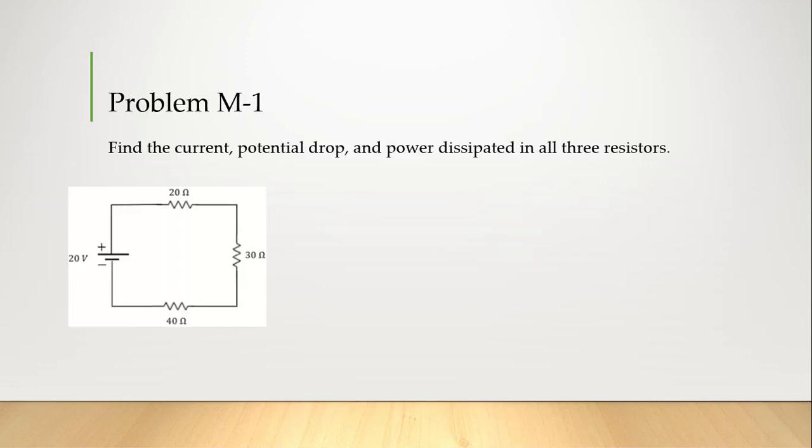So let's do a couple of quick simple circuit problems. The first one I want to do is find the current, potential drop, and power dissipated in all three resistors of this circuit. So probably the very first thing that I'd do is try to figure out what the equivalent resistance is, because that would tell me what the current in this circuit is. So the equivalent resistance is 90 ohms. If I use the voltage of the battery, 20 volts, divide by 90 ohms, I get the current, 0.222 amps, or 2/9 of an amp.